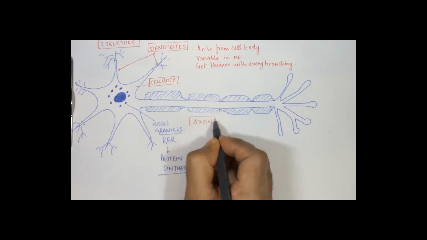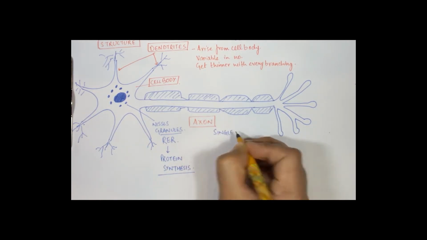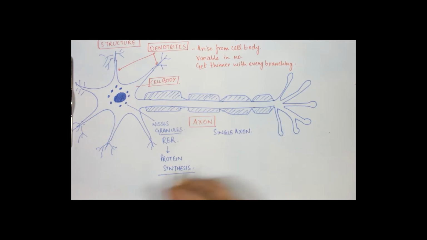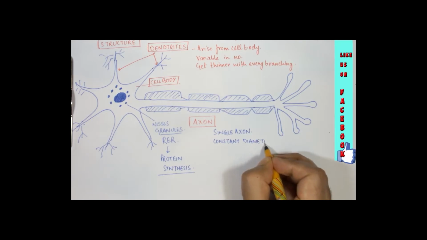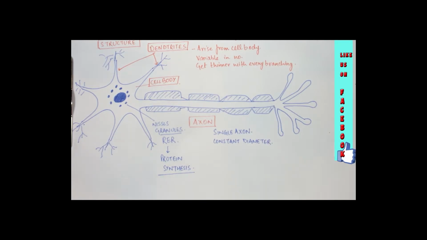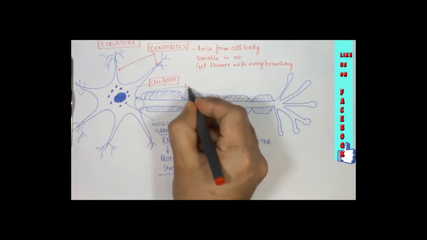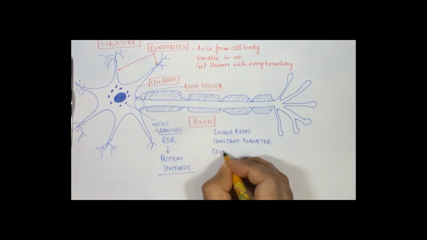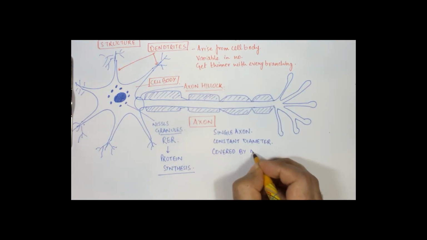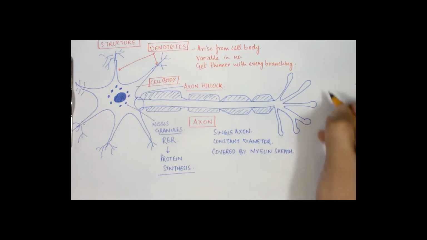Now talking about the axon of the neuron, the axon is usually a single structure which arises from the cell body of the neuron, and the axon usually remains at a constant diameter throughout its length. The point of origin of the axon from the cell body is known as the axon hillock. The axon in the majority of neurons is covered by a myelin sheath which helps in the electrical insulation and proper electrical conduction of the axon.